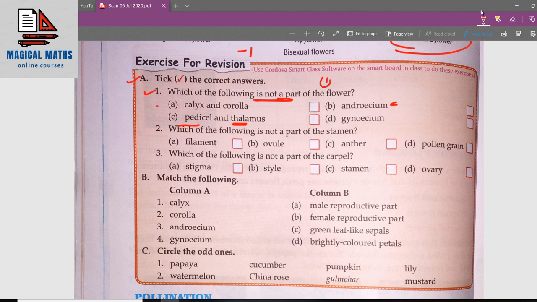If you remember, I have told you number one was calyx, number two was corolla, number three was androsium, number four was gynosium. So calyx, corolla, androsium and gynosium are parts of a flower; pedicel and thalamus are not. So what is the right answer according to you? The right answer is pedicel and thalamus. So tick on this.